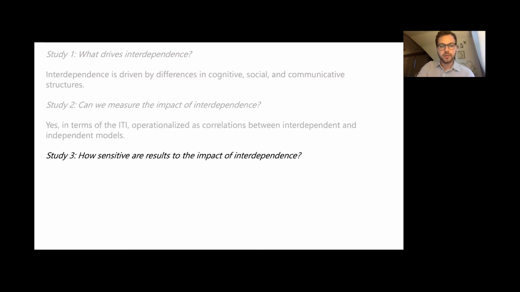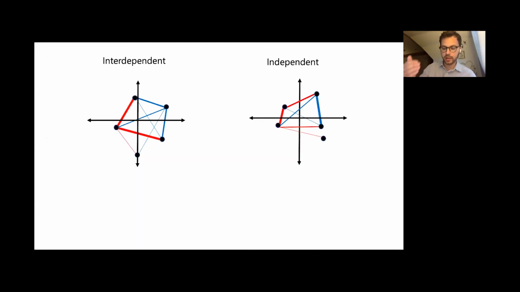So now we want to see whether or not this matters, right? How sensitive are results to this impact? Will we get different conclusions if we account for interdependence versus not? And this will help us decide whether or not we should use it, right? To do this, we have to pick our horse to place our bets on.